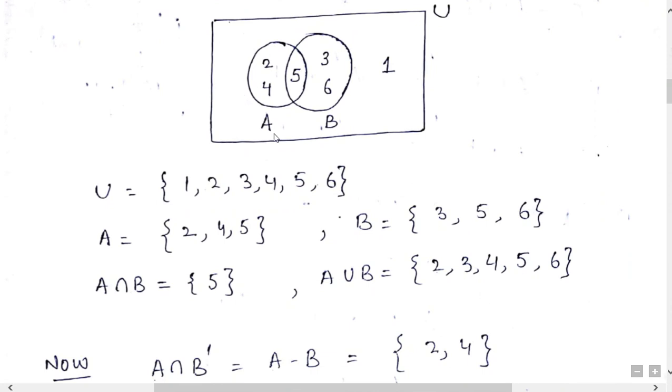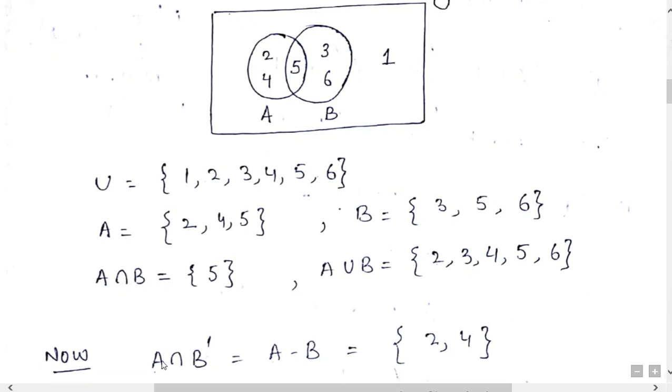This was the content. I have already discussed the universal set, then some elements in A and some elements in B, but some elements are common and some elements lie neither in A nor in B. Universal set is given to you, then A, B, A intersection B is 5, A union B is 2, 3, 4, 5, 6, the elements in A and B.